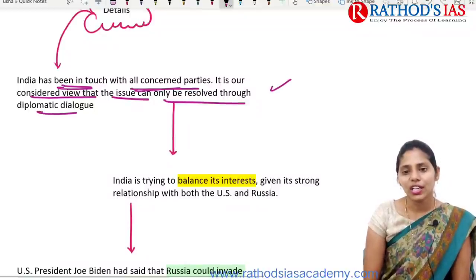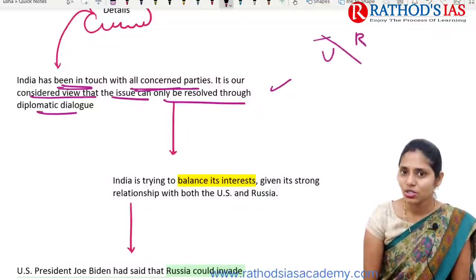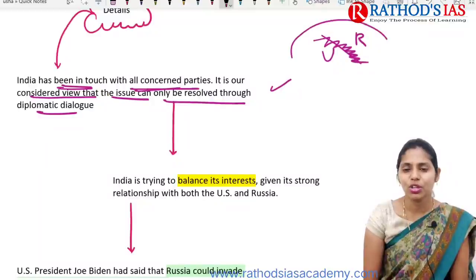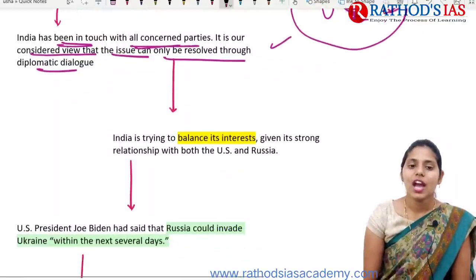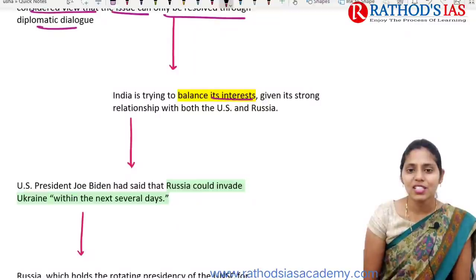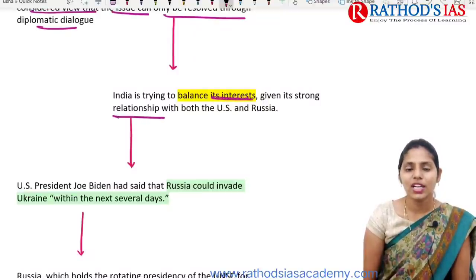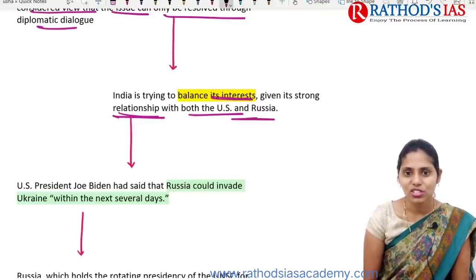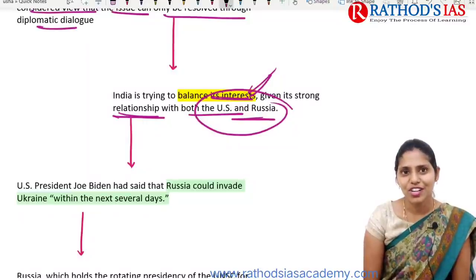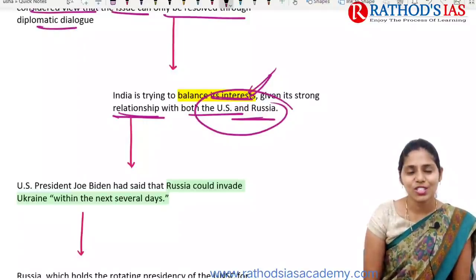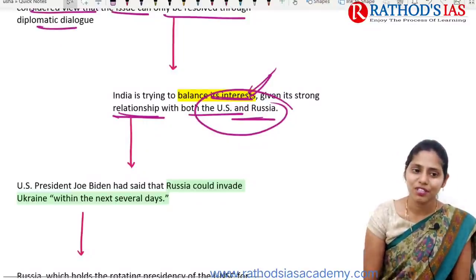So already we know that there are tensions going on between Ukraine and Russia, and these tensions can be resolved through diplomatic dialogue. India is mainly trying to balance its interests given its strong relationship with both the US and Russia. India wants to come up with a balance of interests here because the USA is important and Russia is also important for India.